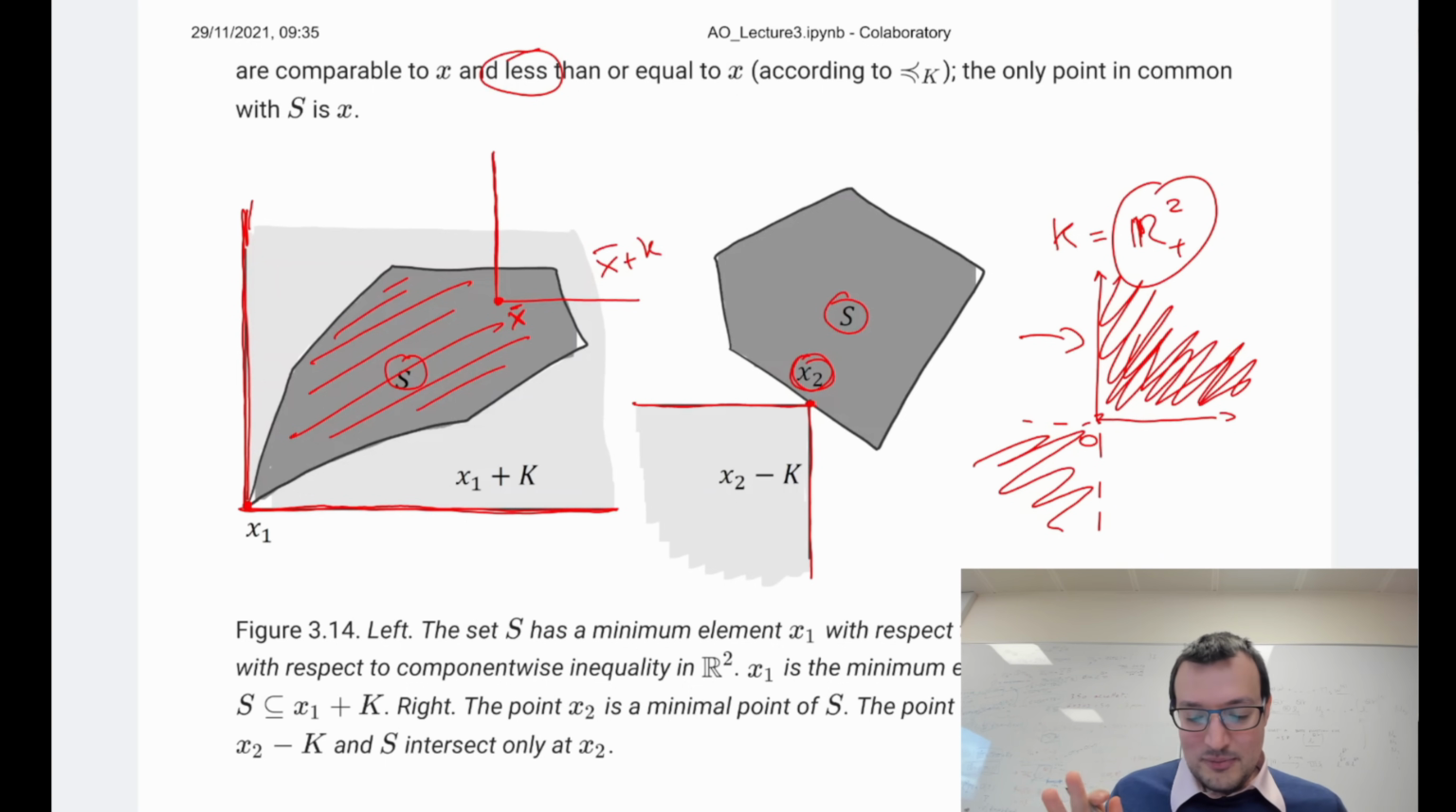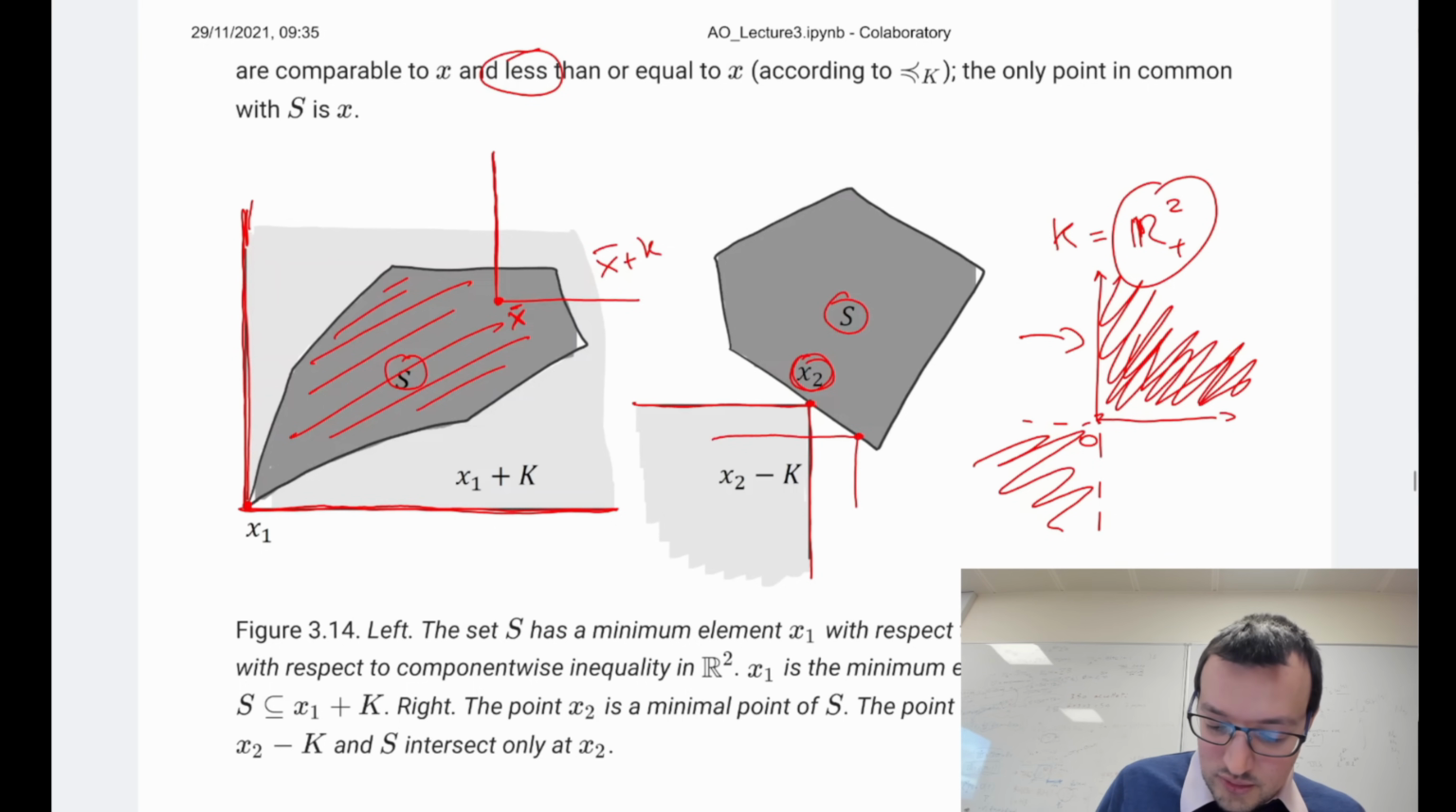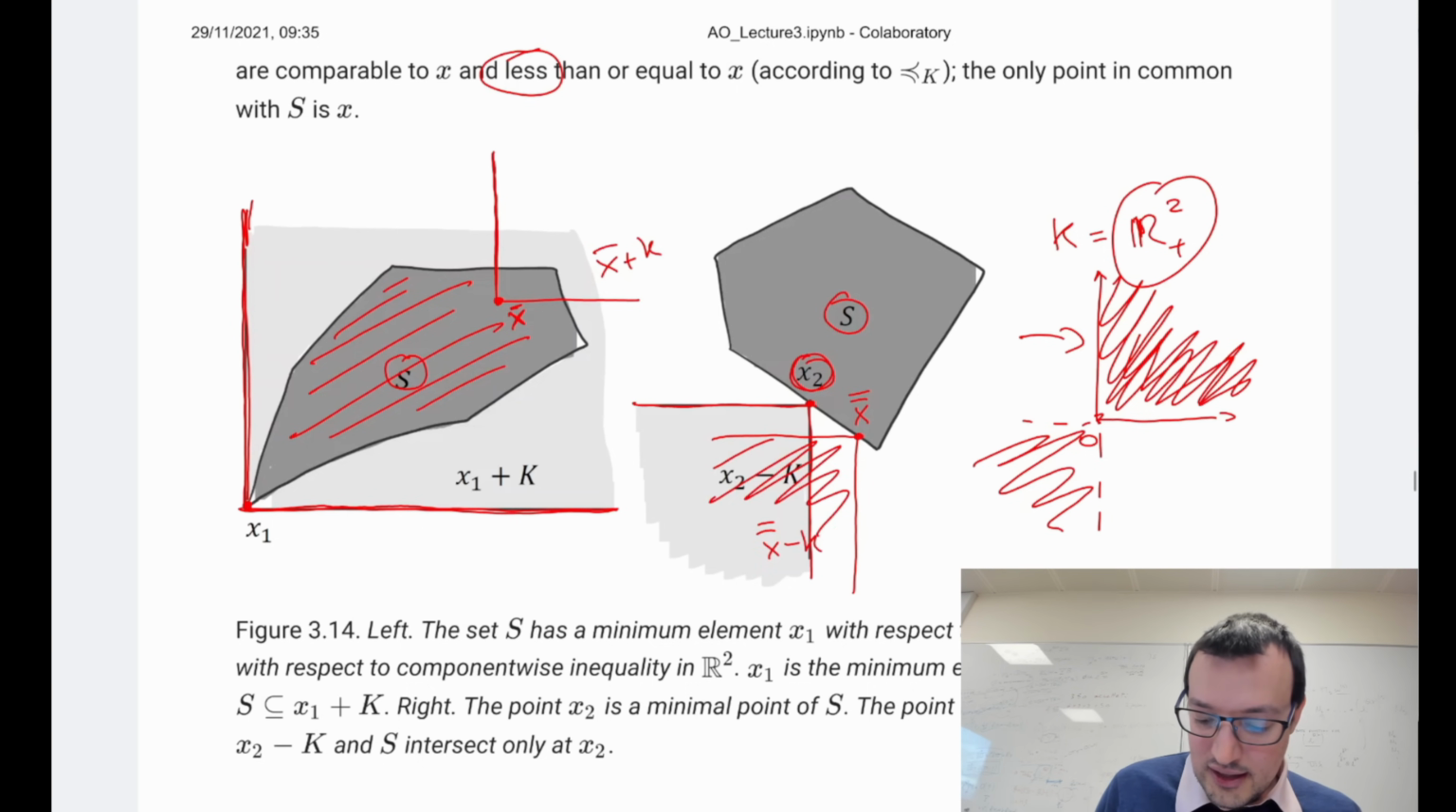I mean, this minimal point is not unique. If I put myself here, and I trace, let's call this x double bar, well, this is x double bar minus k, this set here. You see that the intersection with S is just x double bar, so that x double bar is a minimal point.